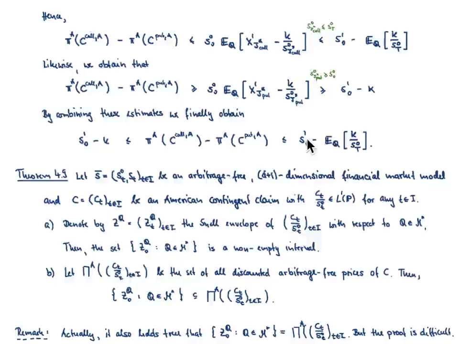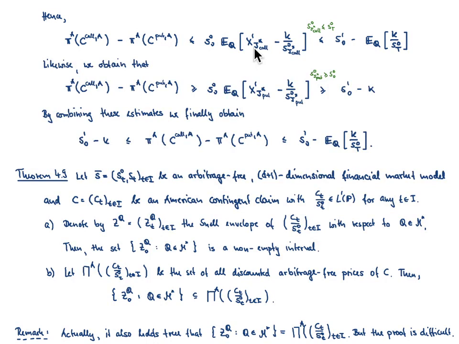So by doing so, I get the following upper bound, namely that this difference between the arbitrage-free price of the American call and put option is bounded from above by S^0(0), which occurs on both sides, and the expected value under Q. And what is left here? The difference between the American call option and the American put option at the time point τ*_call.